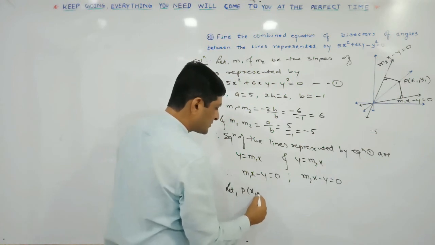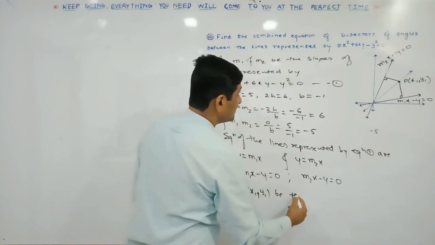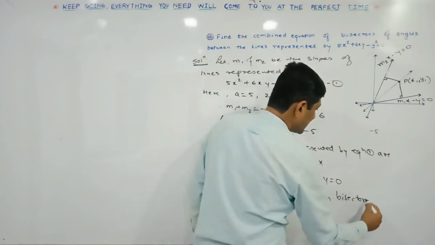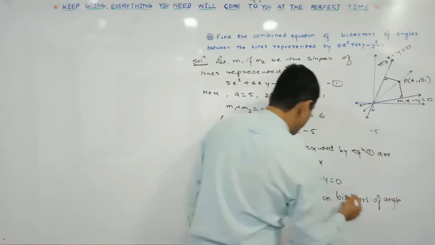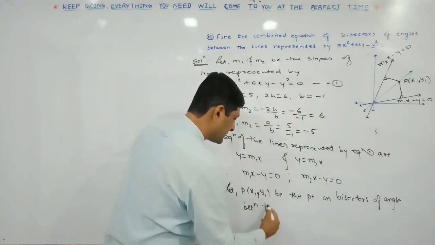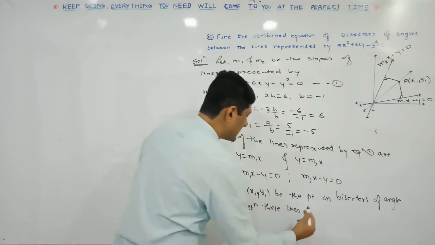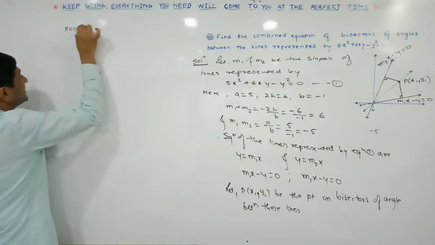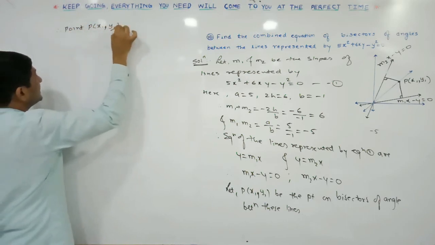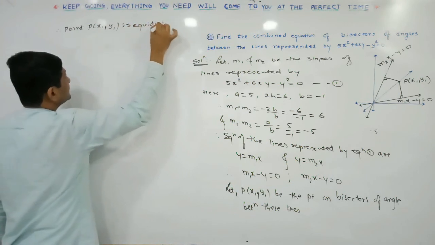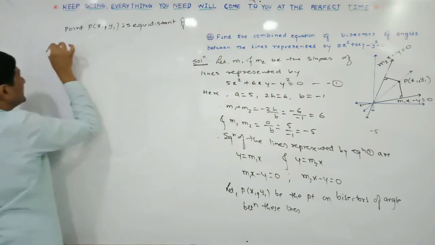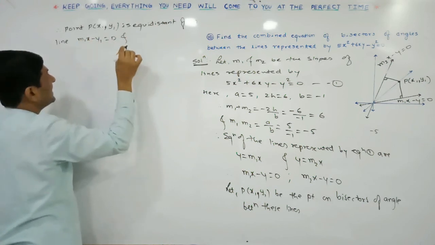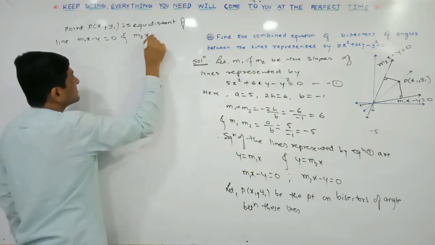P having coordinates x1, y1 be the point on the bisectors of the angle, bisectors of the angle between these lines. So that's why we can say that this point is equidistant from these two lines. Therefore point P having coordinates x1, y1 is equidistant from the lines. What is the equation of the first line? First line is m1x minus y1 is equal to 0, and the second line is m2x minus y is equal to 0.